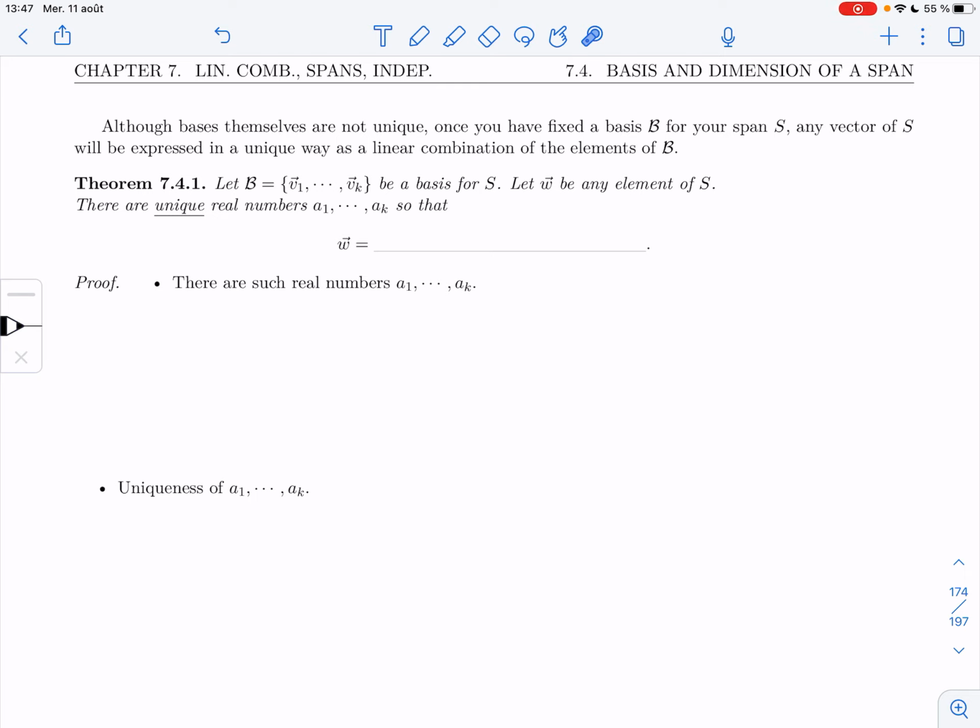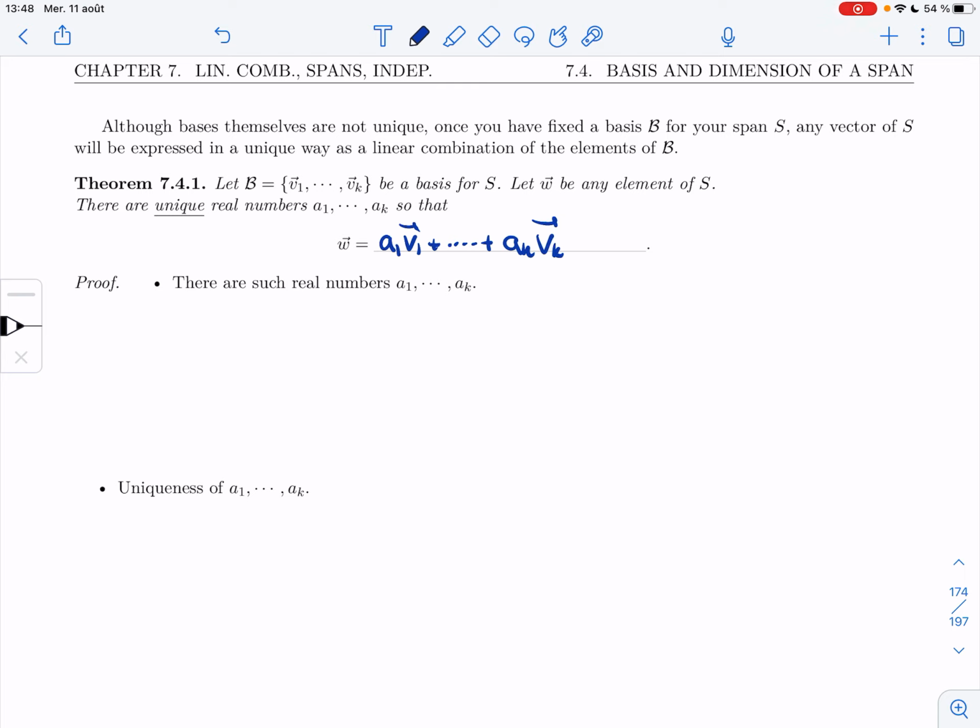Let's spell this out. Let B, which is a set of vectors from V1 to Vk, be a basis for S. Let W be any element of S. There are unique, so that's the unique way, real numbers A1 through AK, so that W is A1 V1 plus AK Vk. So it's a linear combination with A1 through AK as coefficients.